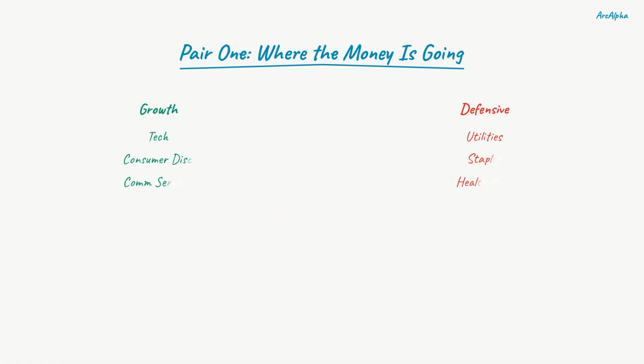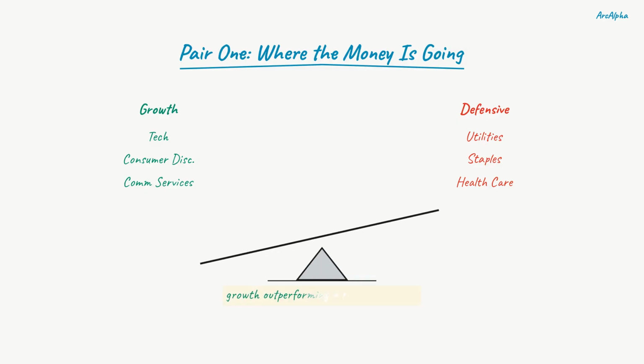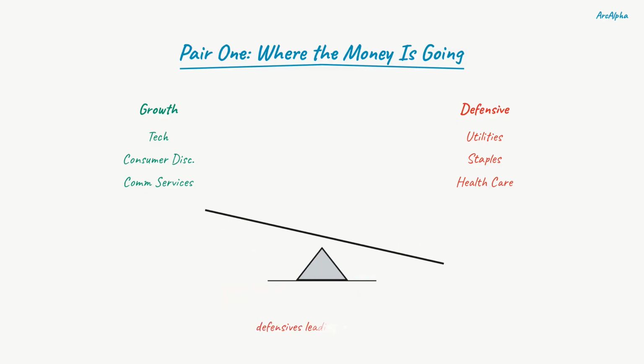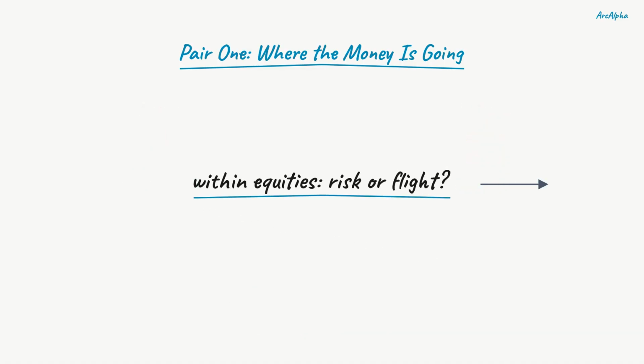Second, sector rotation, which we covered last video. Growth sectors, tech, consumer discretionary, communication services versus defensives like utilities, staples, healthcare. Growth leading means risk on, defensives leading means risk off. Together, within equities is capital leaning into risk or away from it.